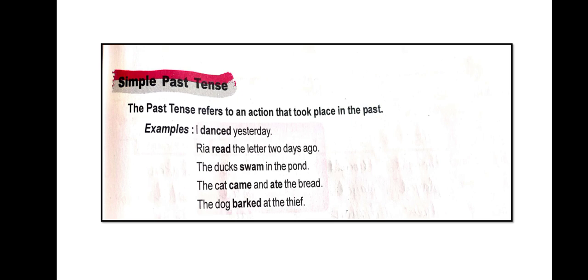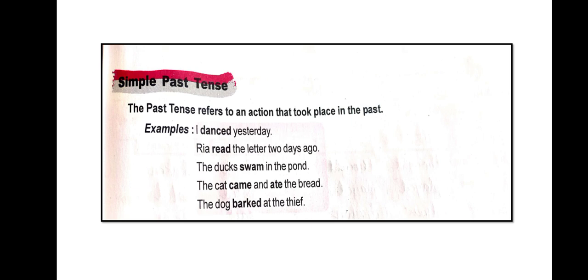Simple past tense. The past tense refers to an action that took place in the past. It means whichever action has already finished. So we have examples here. I danced yesterday. Ria read the letter 2 days ago. The ducks swam in the pond. The cat came and ate the bread. The dog barked at the thief.